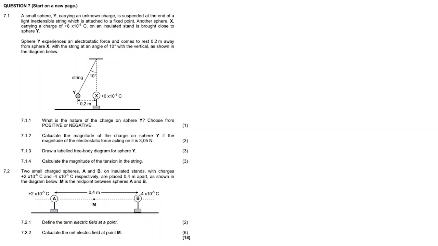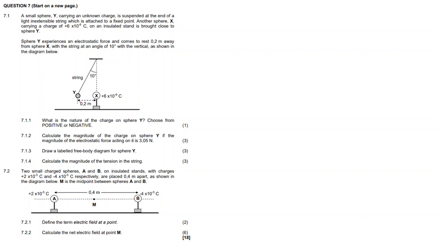Sphere y experiences an electrostatic force and comes to rest 0.2 meters away from sphere x, with the string at an angle of 10 degrees with the vertical as shown in the diagram below. Question 7.1.1. What is the nature of the charge on sphere y? Choose from positive or negative.